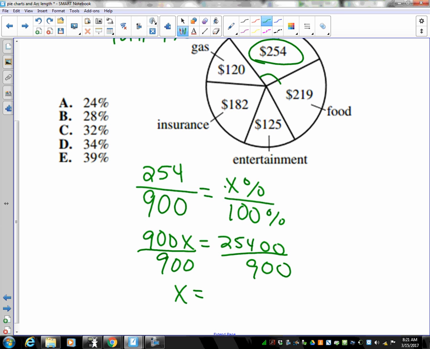So let's see, 25,400, excuse me, divided by 900 is 28.2%. Okay, now it says to the nearest percent, so we would just round off right there. The 8 would stay the same. So there's 28% right there.